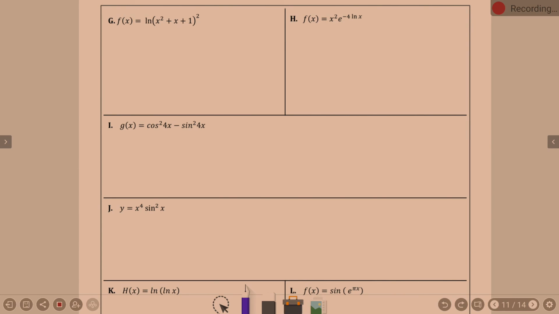We have logs here. Okay, what are my options? There are two things we can do here. One of them is that we have this log raised to a power of 2.